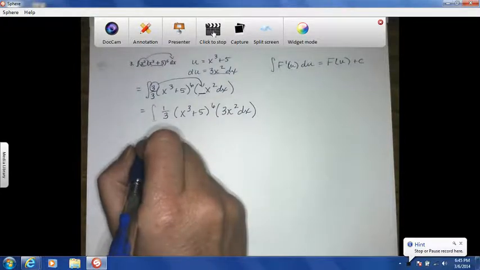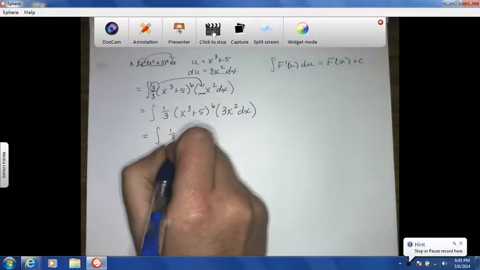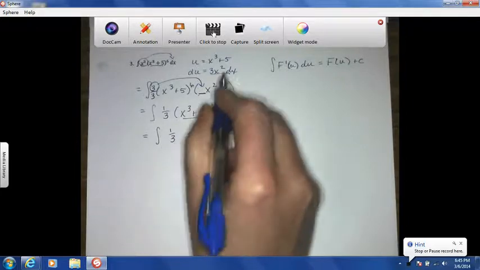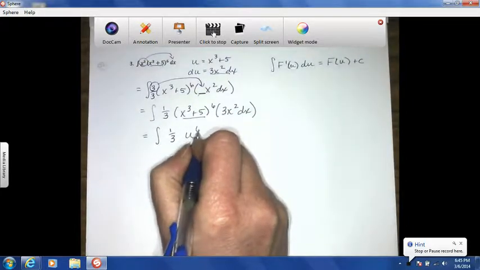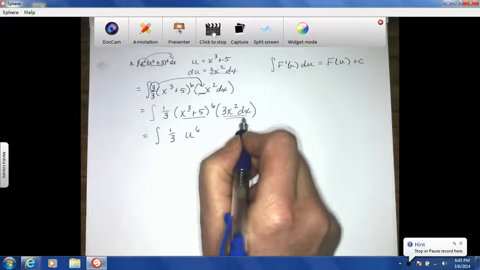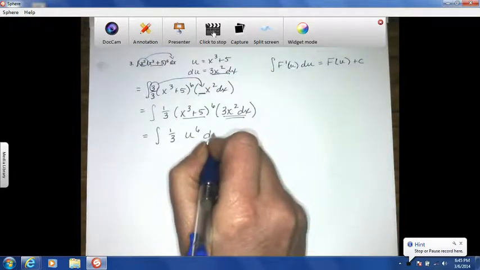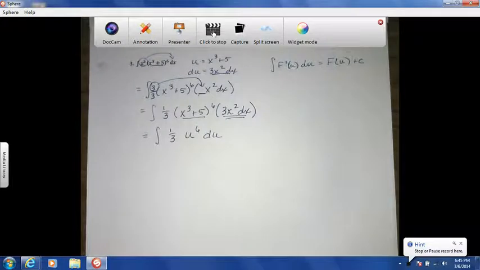So now when we do our substitution, we're going to have 1/3 times x cubed plus 5, that's u, so this will be u to the 6th, and 3x squared dx, that's our du. So we were able to rewrite our integral in terms of a more manageable format.